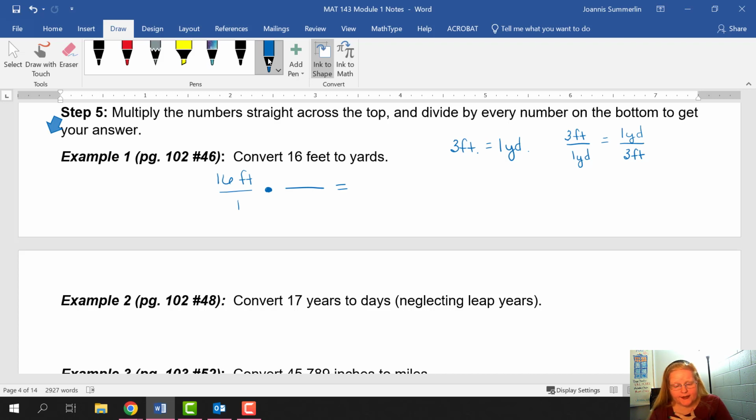The problem is I need to be able to cancel out the feet because we don't want our answer in feet. We want our answer to be in yards, which means I'm going to need the yards on top, not the feet. Right now we have the feet on top. I don't want the feet on top. I want the yards on top. So out of my 2 fractions, I want the one that has the yards on top. The one of these that has the yards on top is this one, so that's the one I'm going to choose.